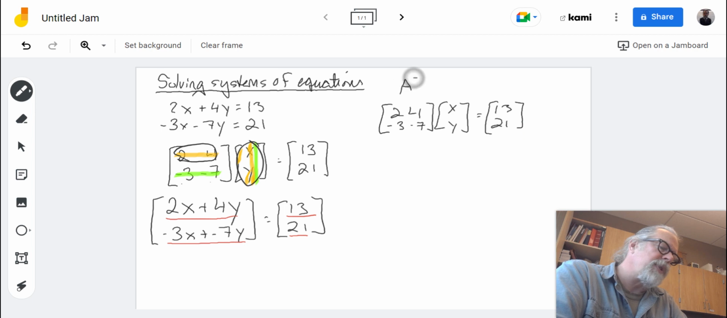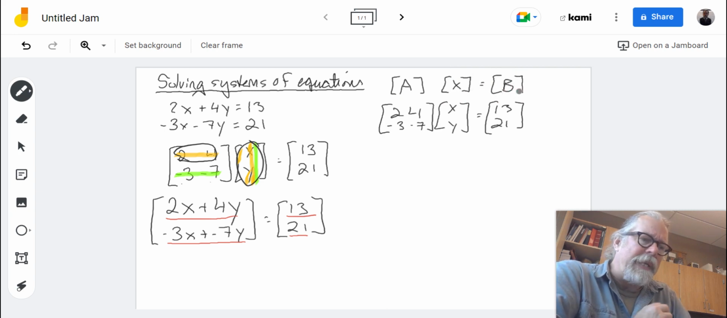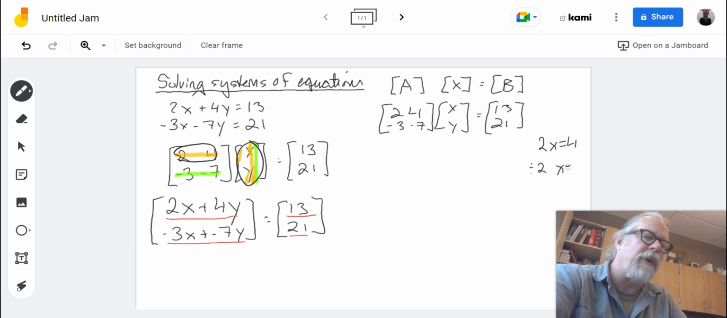Let's call this matrix A. This will be our variable matrix X, and let's call this matrix B. Obviously, I could solve for X if these were numbers by dividing. I can't, however, divide matrices. It doesn't work. But what I can do is multiply by the multiplicative inverse. Just a reminder that to solve for 2x equals 4, I could divide by 2 to get x equals 2. Or I can multiply both sides by 1/2, the multiplicative inverse of 2, and I get the same answer. I get x equals 2. So I need to multiply by the multiplicative inverse.